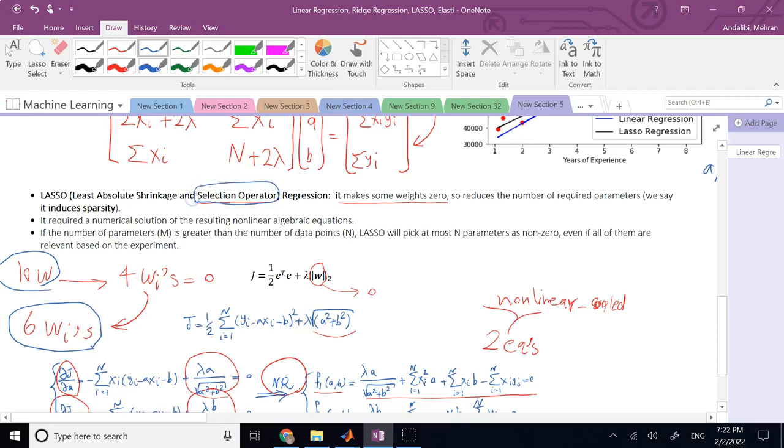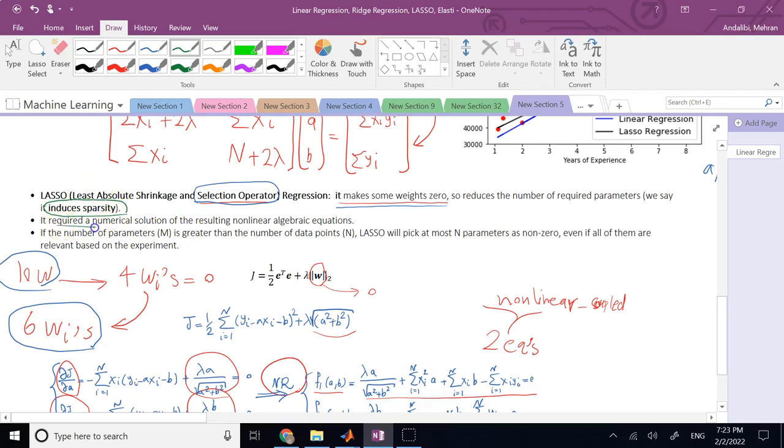It selects the model or the order of the model for you by forcing some of the weights to go to zero. It does not just force them to be smaller, some of them become zero. That's the big advantage of LASSO. Good? And the other term that you might hear in machine learning is that this method induces sparsity. When in a matrix or a vector you have a bunch of zeros, we call that a sparse matrix or vector. So it makes this W vector that you initially chose end up with a bunch of zeros, so it makes it sparse.